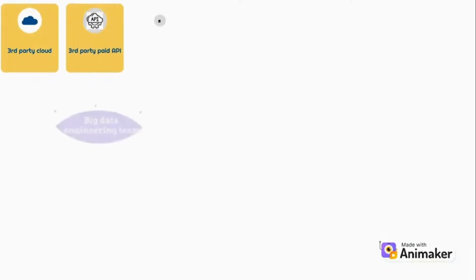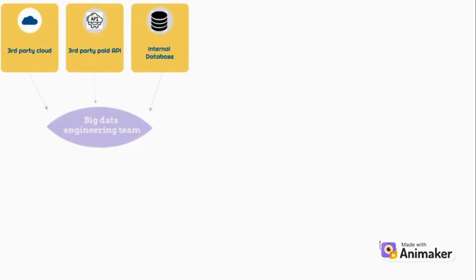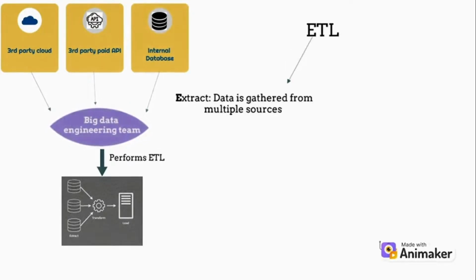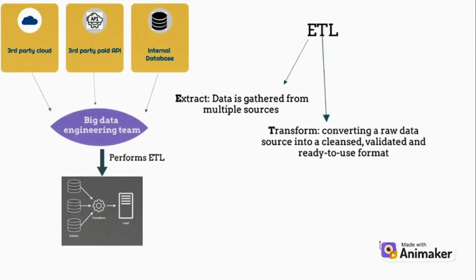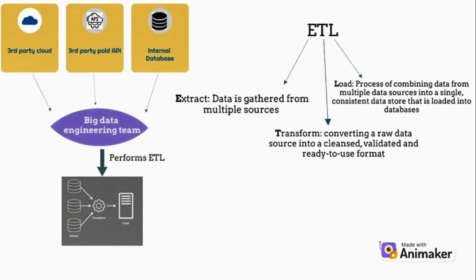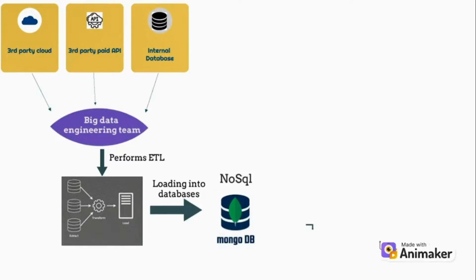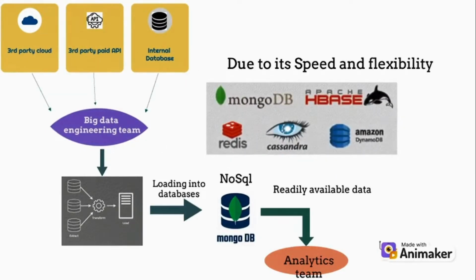Now the task is given to big data engineering team, and the big data team performs ETL, that is extract, where data is gathered from multiple sources, then transform, that is, converting raw data source into a cleansed, validated and ready-to-use format, then load, that is, process of combining data from multiple sources into a single consistent data store, followed by loading into databases, specifically NoSQL databases like Mongo, Redis, Cassandra and more.